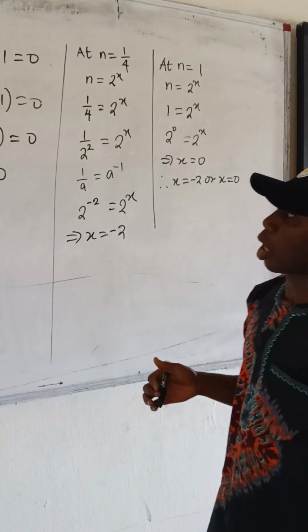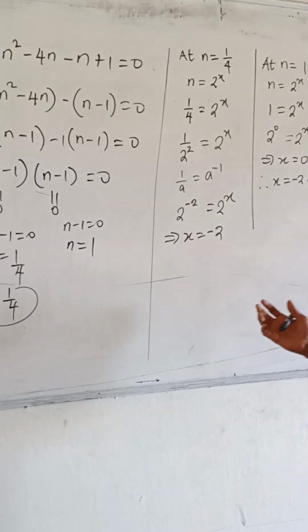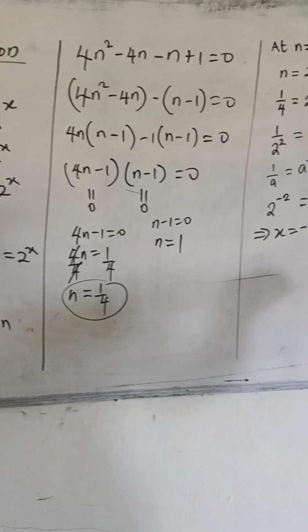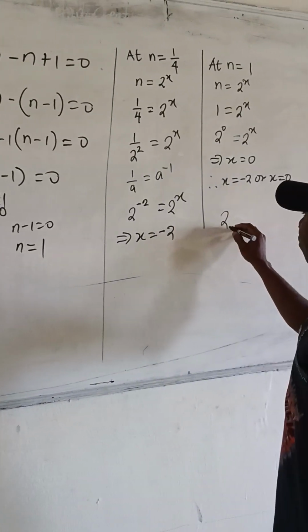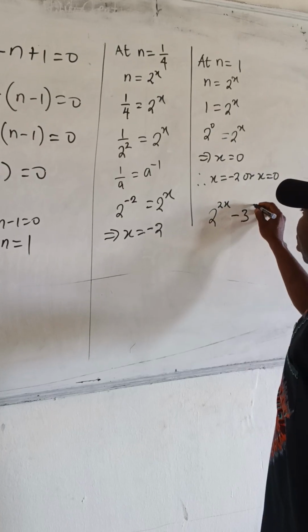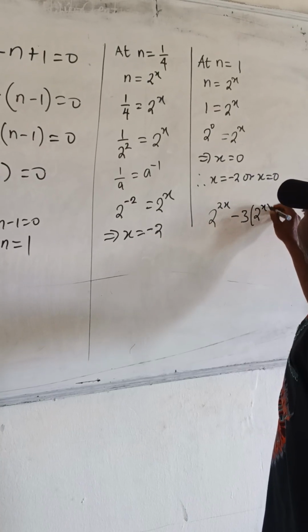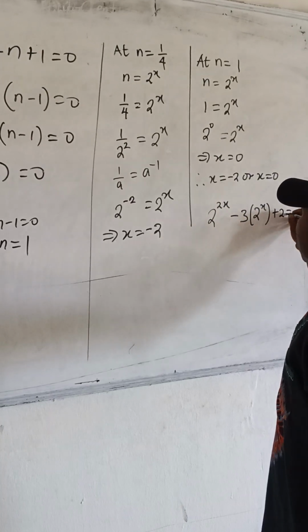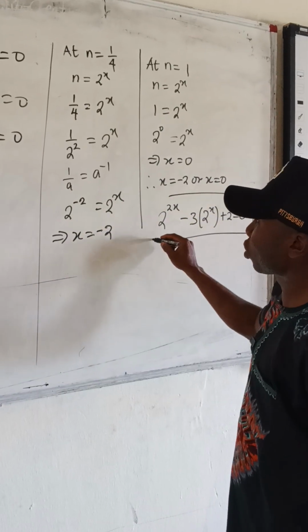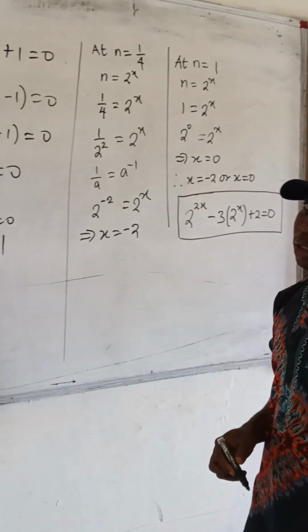If you understand this solution very well, I want you to try this one. If you have 2 raised to the power of 2x minus 3 into 2 raised to the power of x plus 2 equal to 0, solve this and then drop your answer in the comment section.